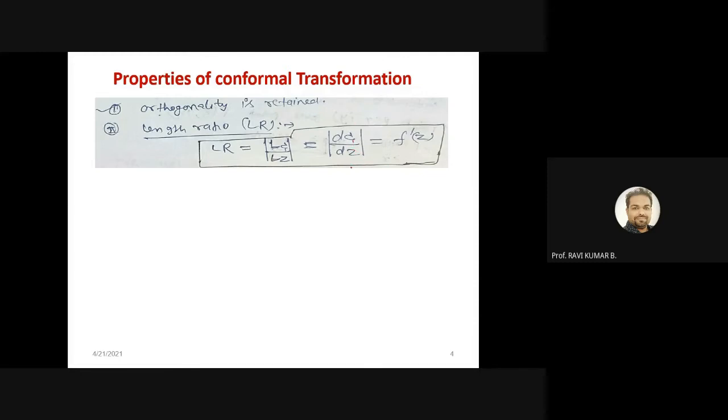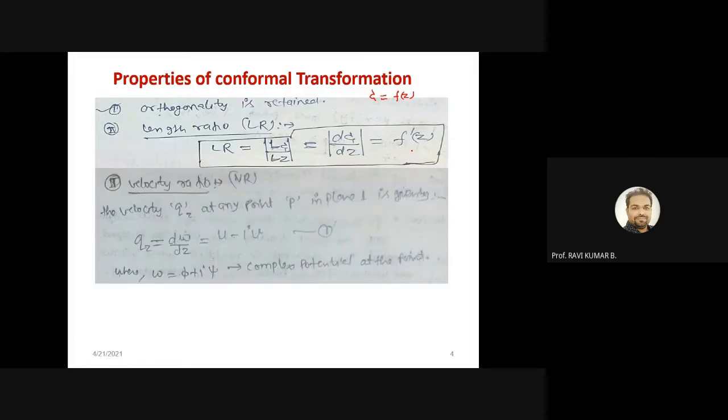As we say that zeta is a function of z, already we say that zeta is a transformation function which is a function of z. So if you differentiate this with respect to z, you can get f dash z over here. So this is called length ratio. Next one is velocity ratio.